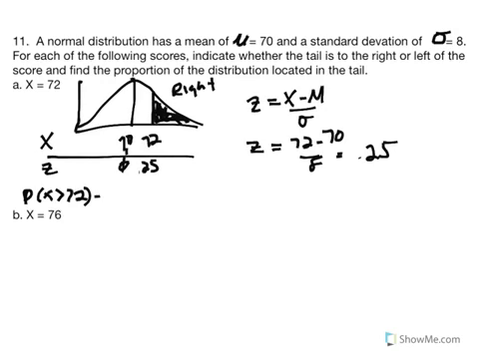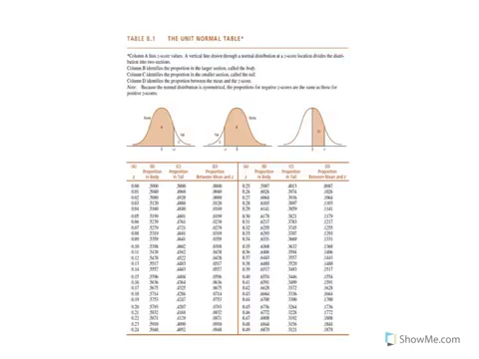So we can actually rewrite this probability statement to say, what is the probability of obtaining a z-score greater than 0.25? And to answer this final question, we're going to utilize the unit normal table and find the z-score 0.25 and report the area in the tail.